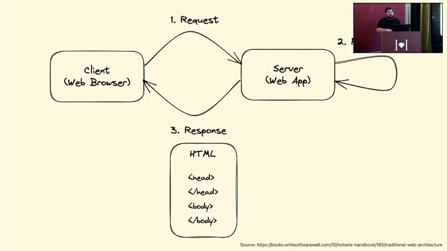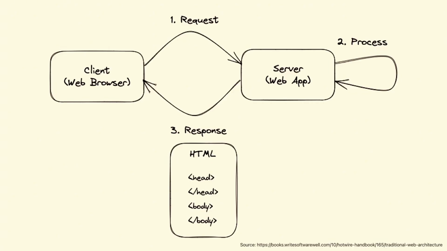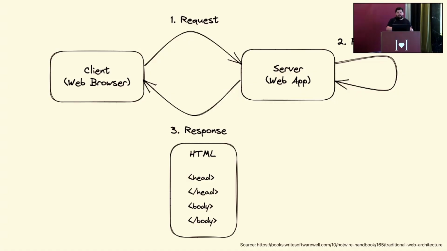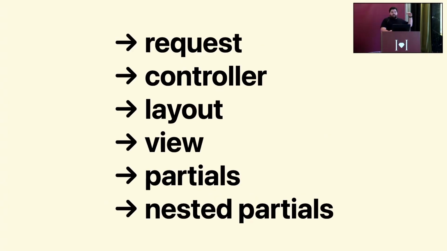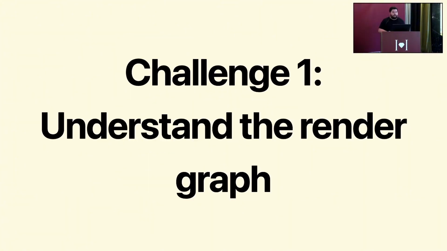Today, if you have a web server or a Rails app, the client makes a request to your app, the server side processes the request, and it sends back a full HTML response to the client, and the client shows that. In Rails, this looks like this, where you have a GET request, which gets passed to a controller, and then we are rendering a profile show page by convention. So we have this whole stack of where this is all flowing through, and for us to be able to understand what's actually happening, we need to understand the render graph.